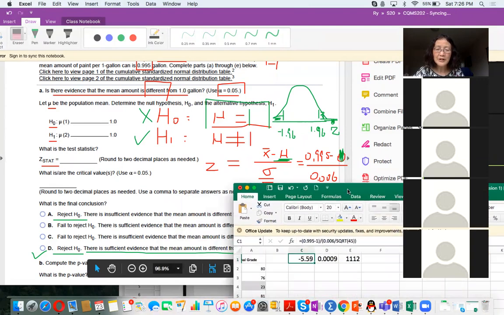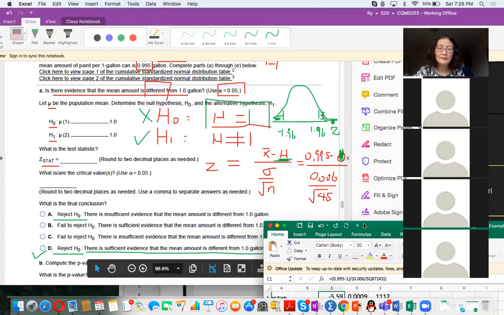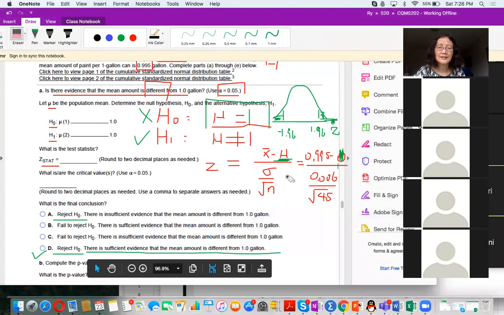Can somebody double check? -5.59. Yeah, that's correct. Thank you. That makes sense, -5.59. I never see Z values in the hundreds of thousands. Actually 5.59, okay. So we have to erase this, this diagram is correct. We have to re-plug in where is Z. Z is negative here, -5.59.